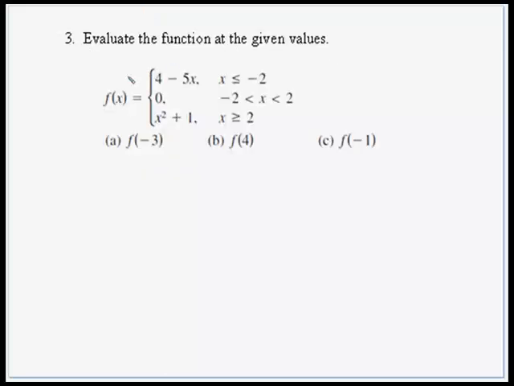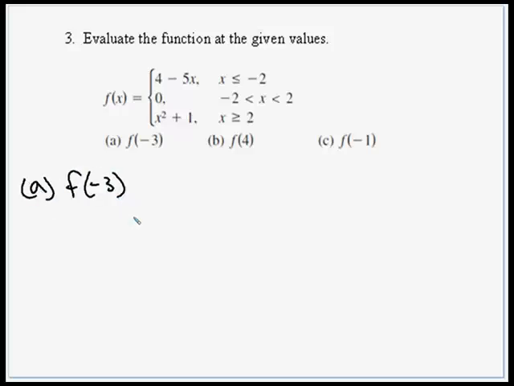Number 3, we have a piecewise function. Evaluate the function at the given value. Remember, here's where you look at first. These are the x values that you plug into the different pieces. If your x value is less than or equal to negative 2, you plug that x into the top piece. If your x value is between 2 and negative 2, your answer is just a 0. If your x value is greater than or equal to 2, you plug it into this piece of the function. So our first one is f of negative 3.